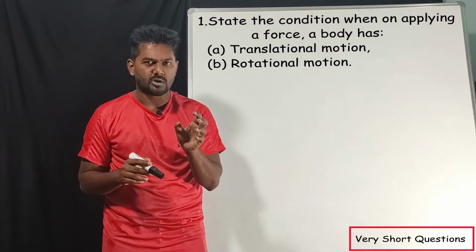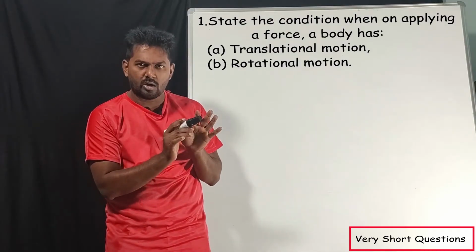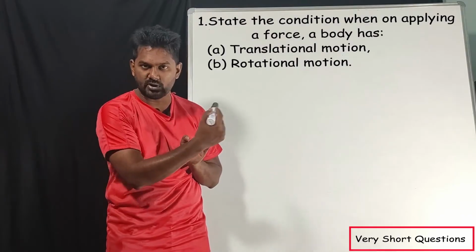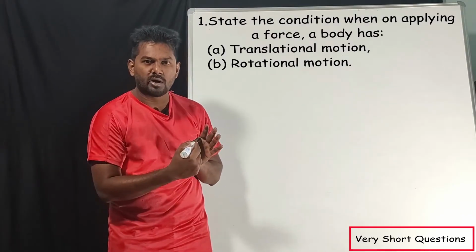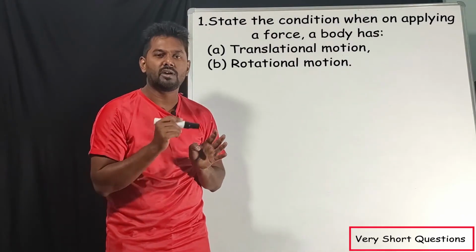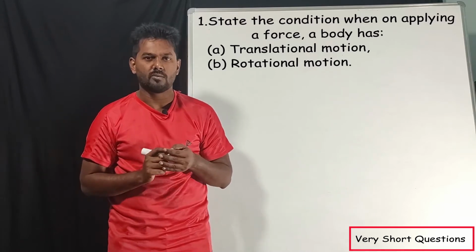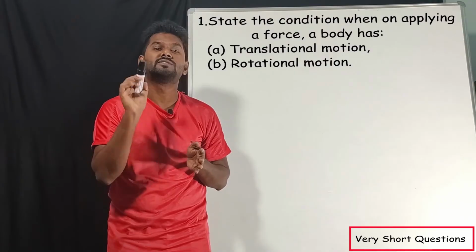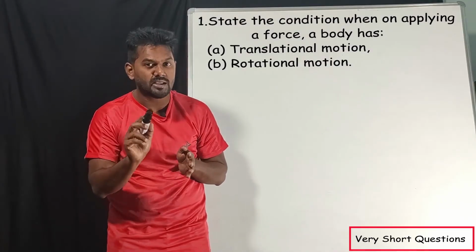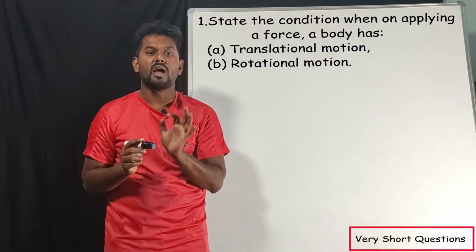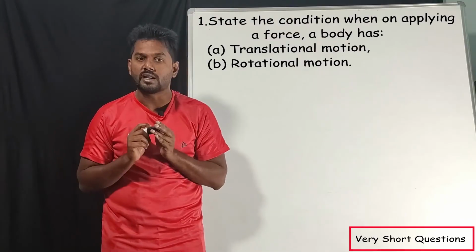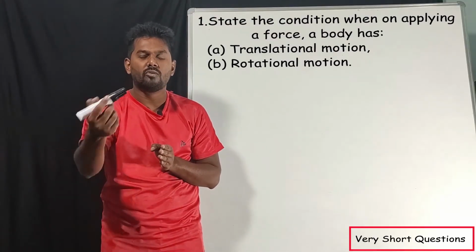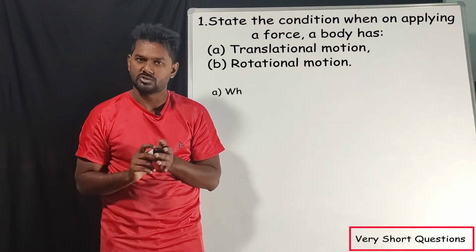So first we'll understand the question. If you apply a force on a body, when the body has a translatory motion, that is first one. Second one, when the same body, if you apply the force, when will it have a rotational motion? First we'll talk about translation motion. So what do you mean? When it is free to move. This is the answer for translatory motion. How can you write it in a sentence? On applying a force, when the body is free to move, we can have translation motion.